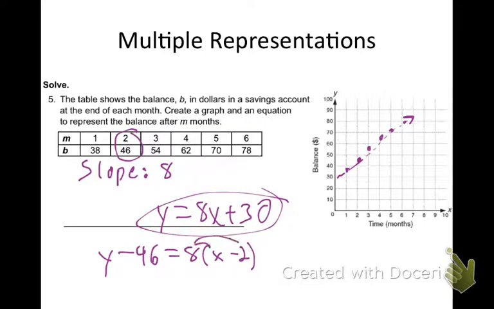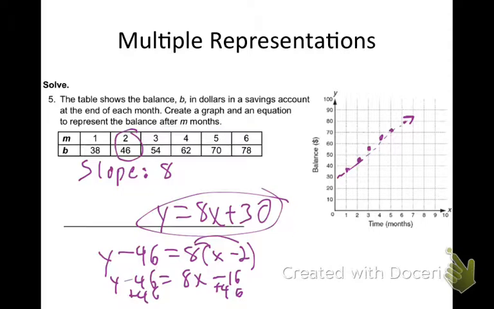Distribute the 8. So I get y minus 46 equals 8x minus 16. And then you add the 46. Minus 16 because I thought it was a negative 8. Oh, so you added them. Is that what you did? Yeah. Gotcha. Yep, should be minus 16 plus 46. And that's what gives me y equals 8x plus 30.